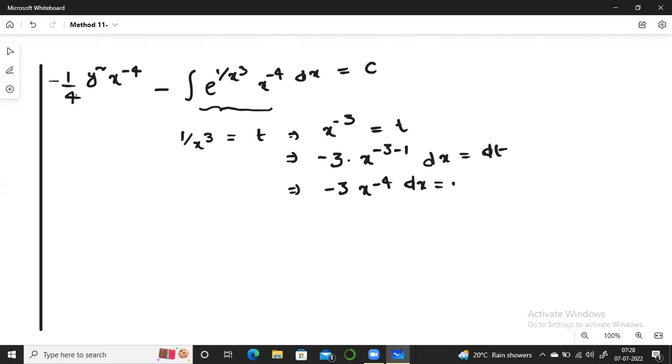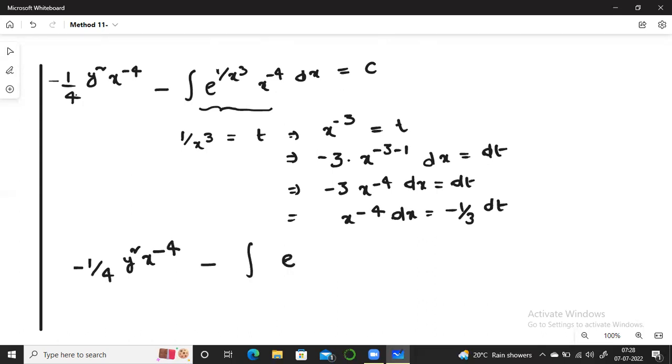dx is equal to dt. It means x to the power minus 4 into dx is equal to minus 1 over 3 into dt. See, now the problem is looking simple. First time I am writing again, minus 1 over 4 y square x to the power minus 4 minus integration of e to the power 1 over x cube.